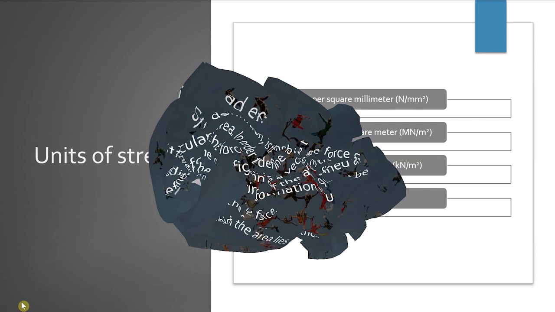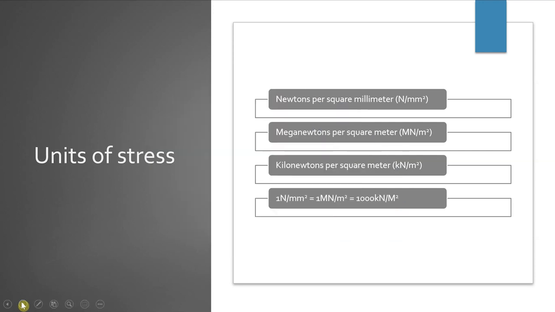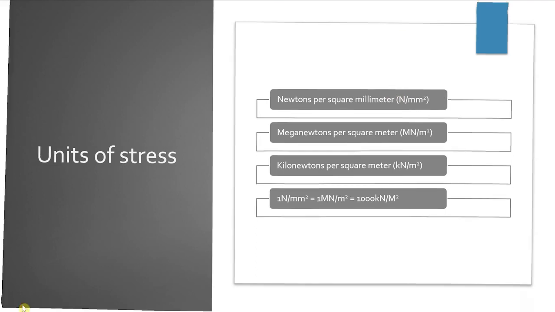Alright, and then we have the units of stress. The unit of stress that we normally use is Newton over millimeter square, Newton per square millimeter. The others are not wrong. You can use kilonewtons per square meter, meganewtons per square meter. It doesn't matter, it's okay, but this is actually the standard. Normally we will use Newton over mm square. That is the unit that we usually use.